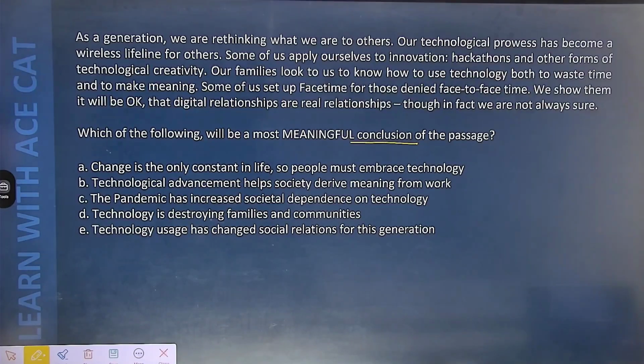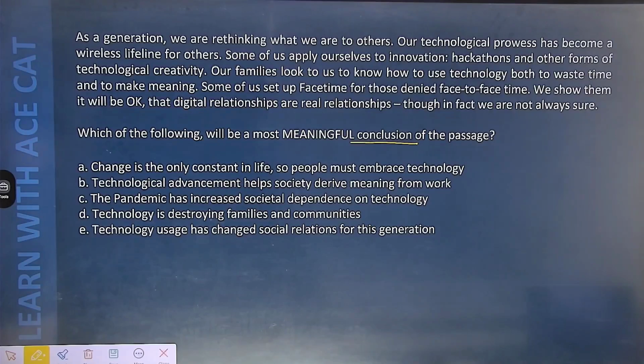As a generation, we are rethinking what we are to others. Our technological prowess has become a wireless lifeline for others. Some of us apply ourselves to innovation, hackathons, and other forms of technological creativity. Our families look to us to know how to use technology both to waste time and to make meaning. Some of us set up FaceTime for those denied face-to-face time. We show them it will be okay, that digital relationships are real relationships, though in fact we are not always sure.